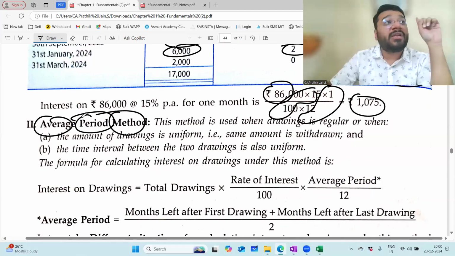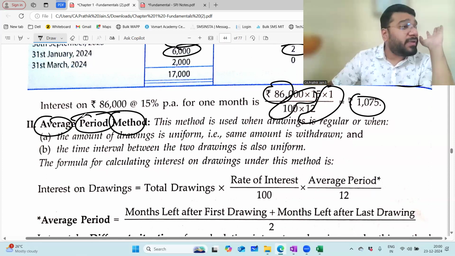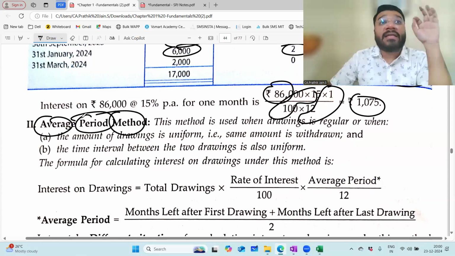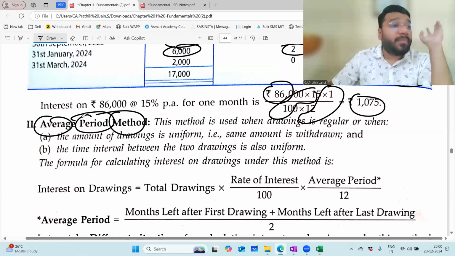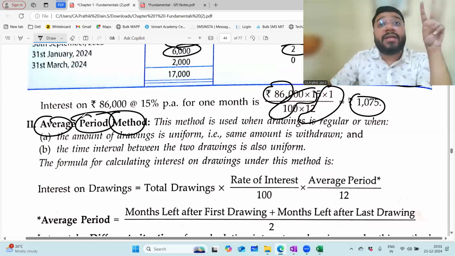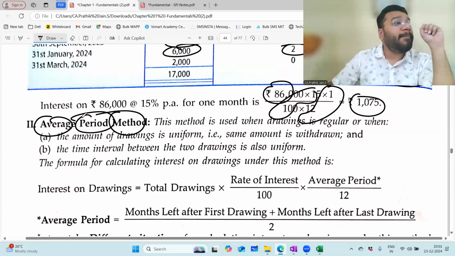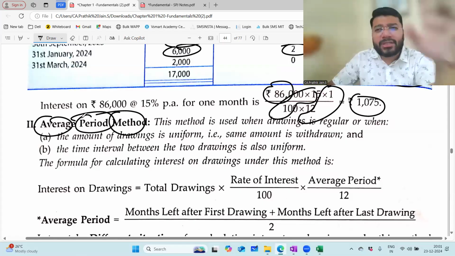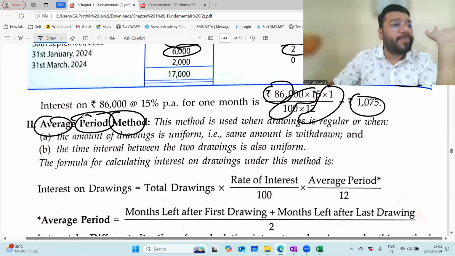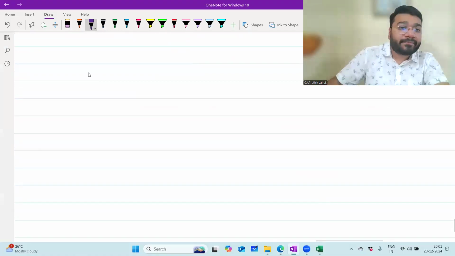One more time I'm telling you, listen to me very carefully. Average period method is a better version of simple and product method. It is way more time saving than the product method. But for you to use the average period method, there are 3 conditions that has been laid down. All the 3 conditions cumulatively needs to be satisfied. Only then you can use the average period method. If any one condition also fails, you cannot use the average period method. Then you have to use either simple method or the product method. So 3 conditions, please.